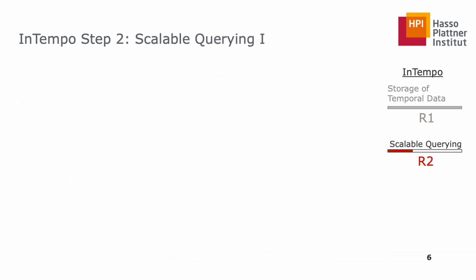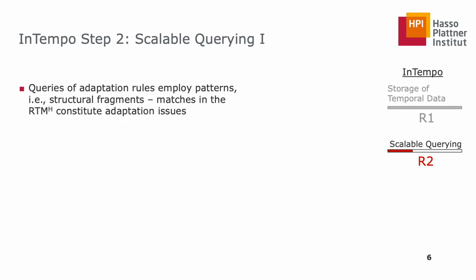Step 2 of InTempo concerns the scalable querying of the runtime model with history, which is the second requirement of the research objective. Queries of adaptation rules, I remind you, employ patterns, that is, structural fragments, and matches of these structural fragments in the runtime model with history constitute adaptation issues.